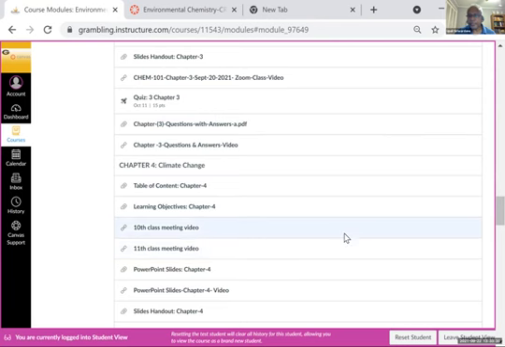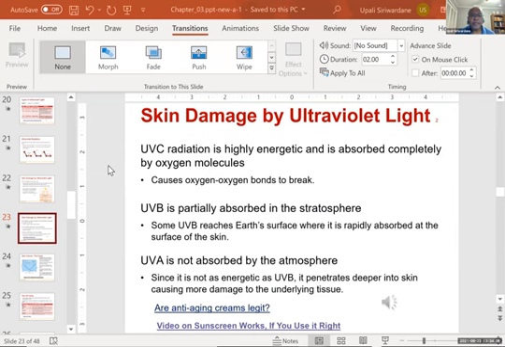Okay, I'm going to finish chapter 3. We went over some of the material last class period. We talked about the sun's radiation. We are talking about ozone, last thing we talked about. So I am going to look into ozone now in detail, and UV radiation that causes damage to skin.